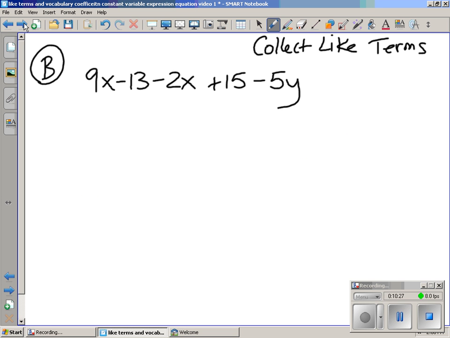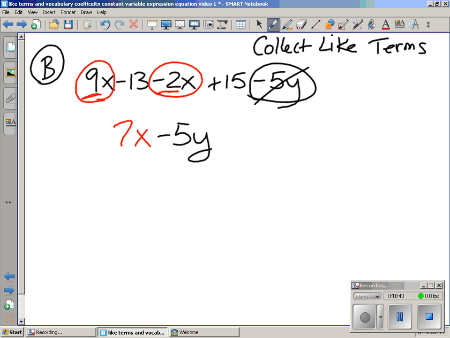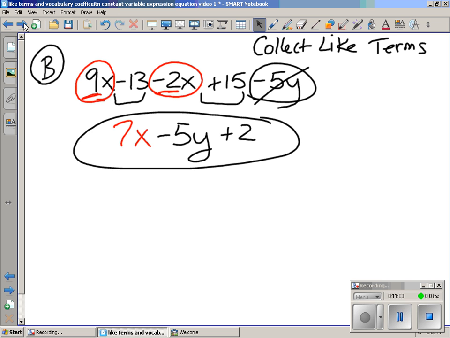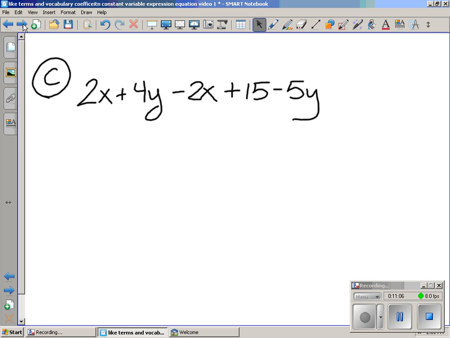Example B. 9x and -2x are like terms because they both have the same variables with the same exponent. 9 minus 2 gives us 7. You'll see that I took the coefficients and I subtracted 9 minus 2. -5y, there's no term that is like this, so I just copy it down. And then I finally can combine the two constants. 15, that's positive, and a -13 yields a +2. None of these are like terms, so that's as simple as it gets. Right now we are just simplifying expressions.